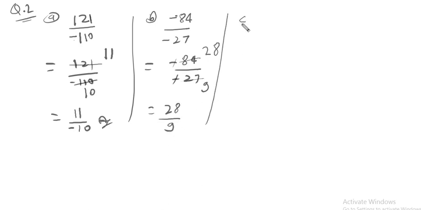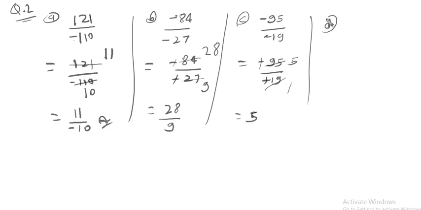Now come to the C part, that is minus 95 upon minus 19. So here minus 95 upon minus 19. Minus minus will be plus, minus minus will be cancelled out. 19 1s are 19, 19 5s are 95. So here your answer is 5. 5 is your answer. Now come to part D, that is 108 upon minus 21.